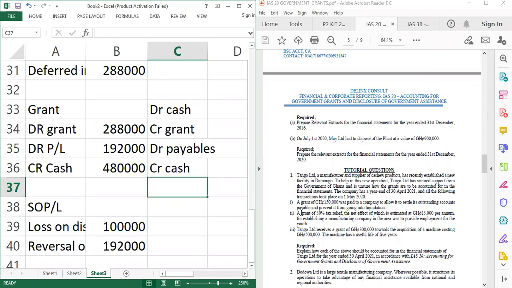The machine has a useful life of 5 years. How are you going to account for this? I'll use the netting off method, so less the grants and then calculate my depreciation. This one you have to tell the people because they don't know. Explain how the above: you tell them that this is a capital grant and it can be accounted for using two methods. The netting off method and what?